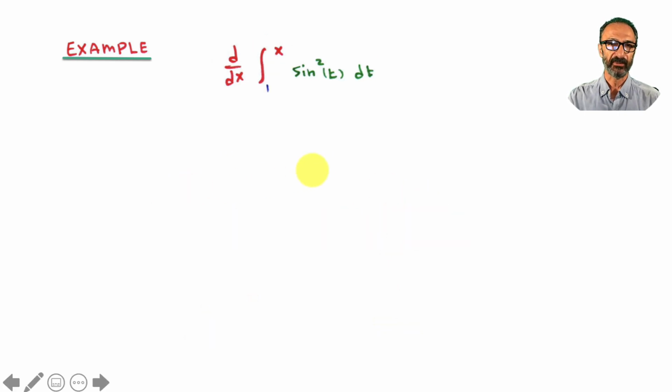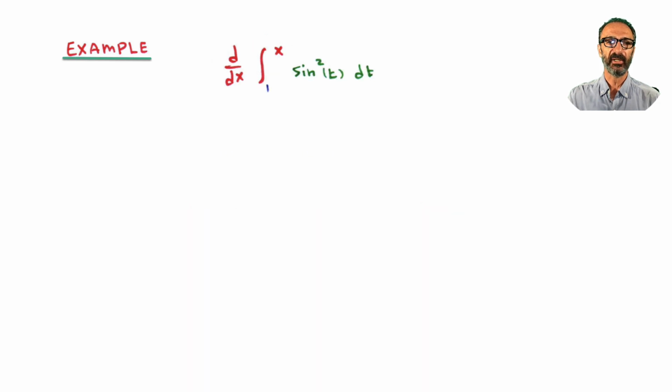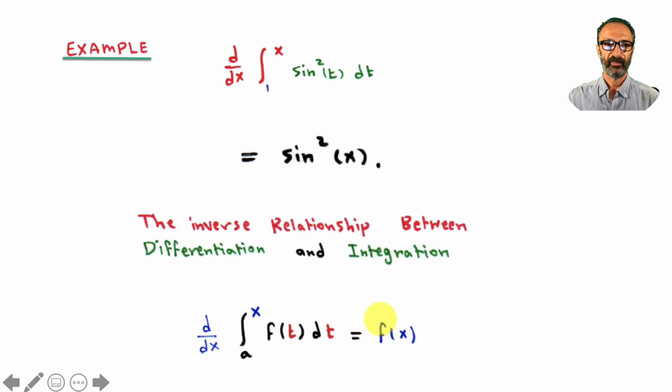What do you think the answer is? I wrote here 1. Earlier I wrote 3. It doesn't make any difference. So if you go back, what do you see here? It says a. This a could be anything as long as it's a constant. Keep that in mind. So what do you think the answer is? Sine square x. And you know the reason why. Alright?